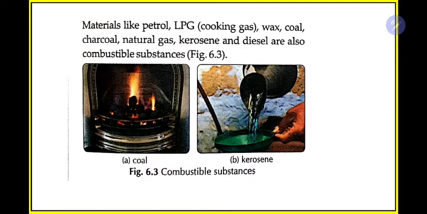Examples include materials like petrol, LPG, wax, coal, charcoal, natural gas, kerosene, and diesel. All are combustible substances because all of these will give you light and heat. For example, this is an example of coal. You are burning coal, you are getting light and heat. Similarly, if you burn kerosene, you will get light and you will also get heat.